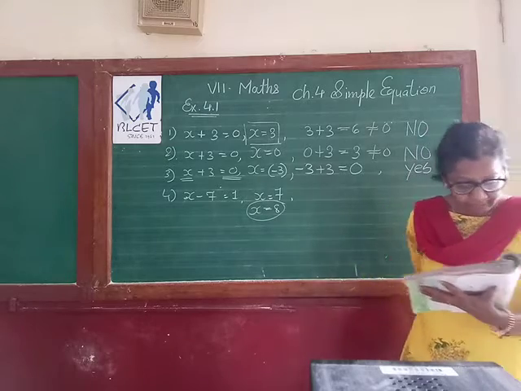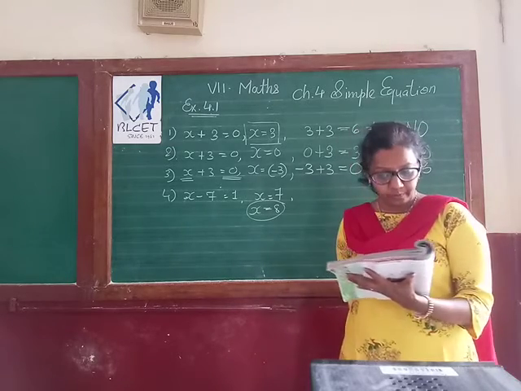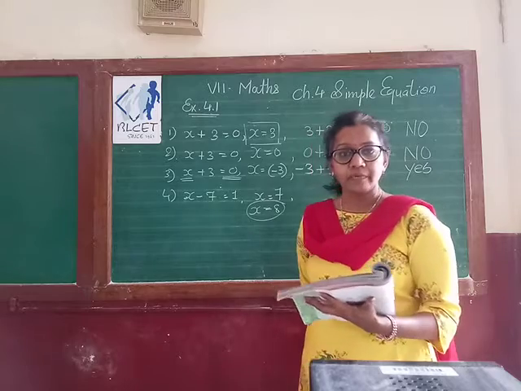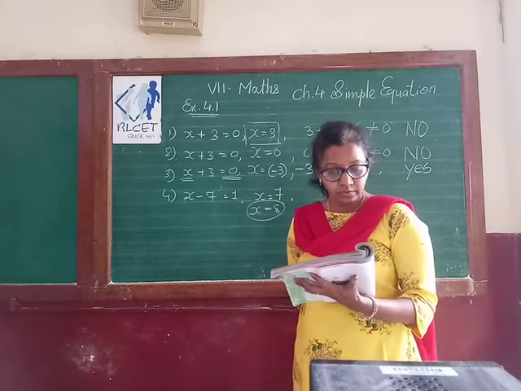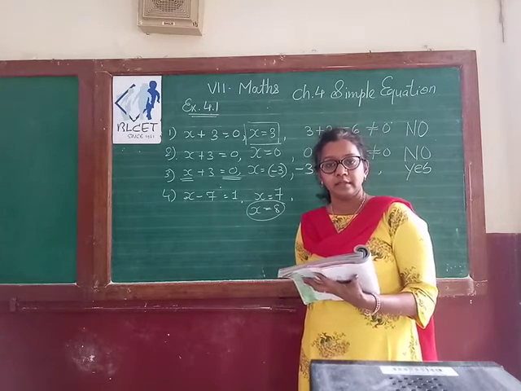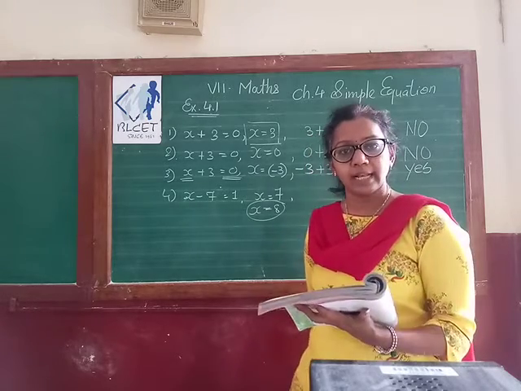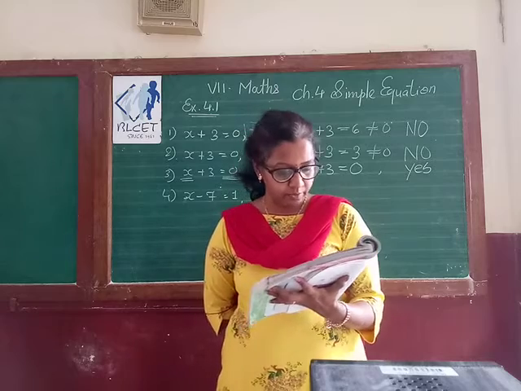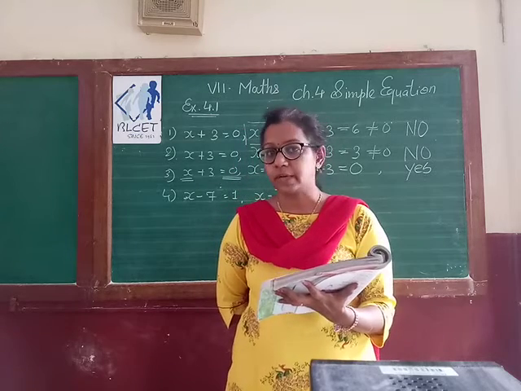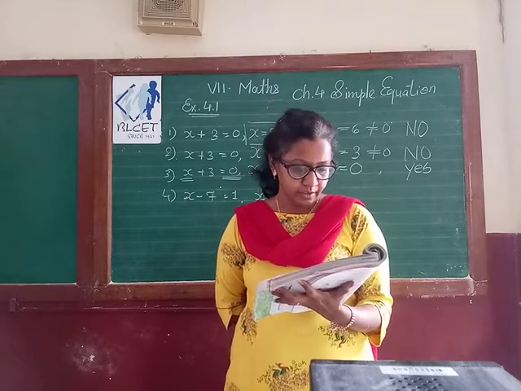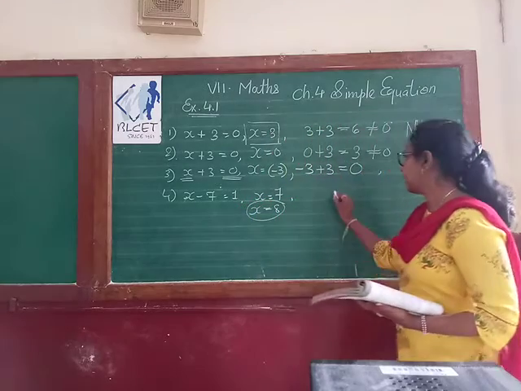In the same way, 5x is equal to 25, if you keep the value of x equal to 0. So what answer are you getting? Any number if you multiply by 0, what will you get? 0 itself, which is not equal to 25. So for x equal to 0, the equation 5x is equal to 25 is not satisfied.